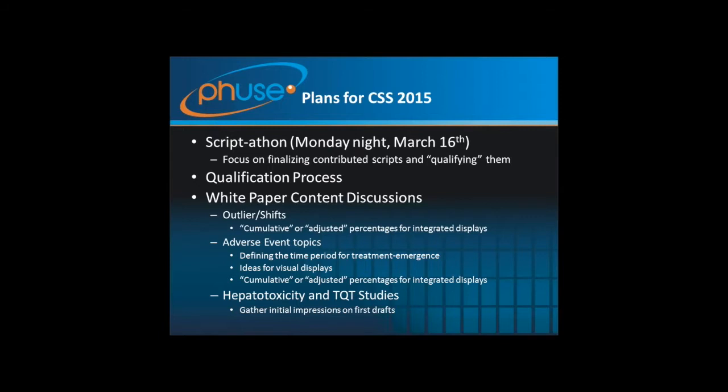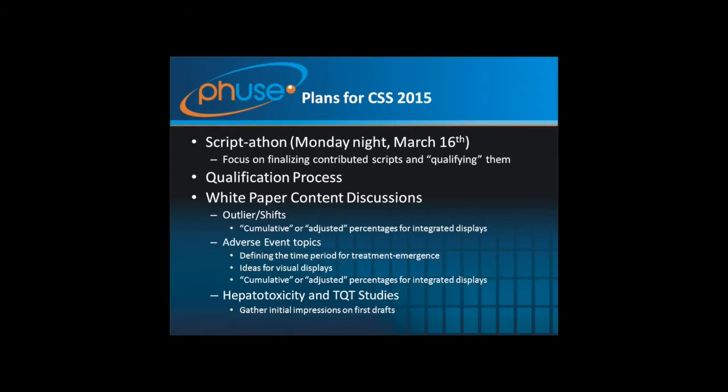The outlier shift white paper is the one we are trying to finalize pretty quickly. I think the hot topic of that one is going to be whether or not we recommend, and how to recommend, what's called the cumulative or the adjusted percentage for integrated displays. There's been some recent literature that's been getting some mileage about, for the integrated displays, we should consider not displaying just crude percentages, but displaying these study-adjusted percentages. And so we're going to talk about that.